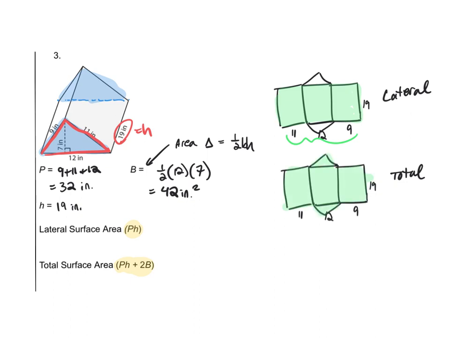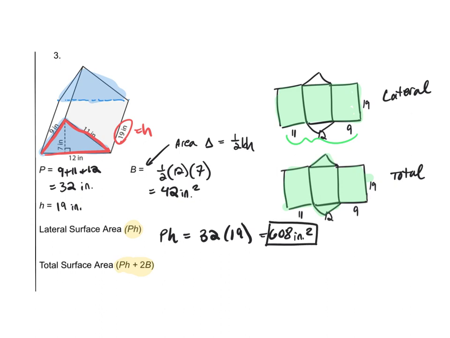It may look hard, but it's really easy. Remember, we already did the hard work. We found the area of the base, we found the perimeter of the base, and we found the height. So now we just need to substitute. For the lateral surface area, we will substitute 32 for the perimeter, and we'll substitute 19 for the height. All we have to do is multiply 32 times 19. Multiplying those together, you'll find that the lateral surface area is 608 square inches.